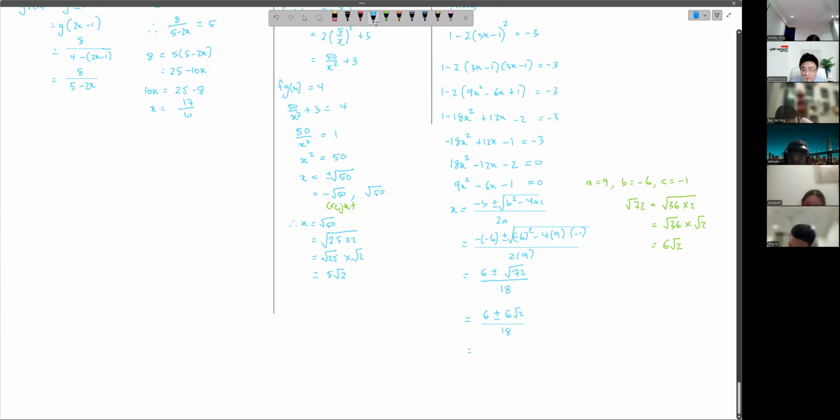Then you can factorize the 6 out, right? So 1 plus minus square root 2 over 18. So this will be 1 over 3, 1 plus minus square root of 2.